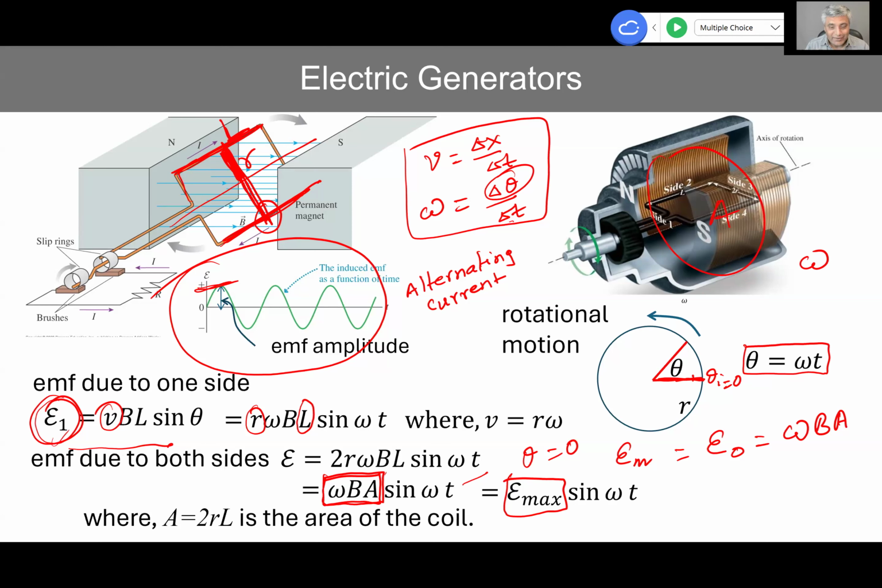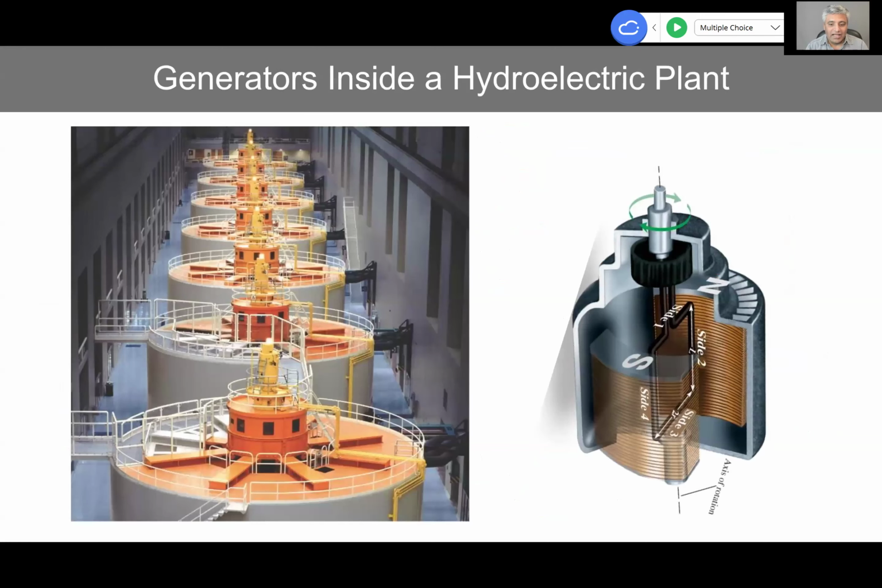So that's how we generate it, okay? If we go to the hydroelectric power plant, what do we see? We see these cylinders. These cylinders house the motors, or let's say the coil like this, right? And there is a magnet and a coil in each of those, right?